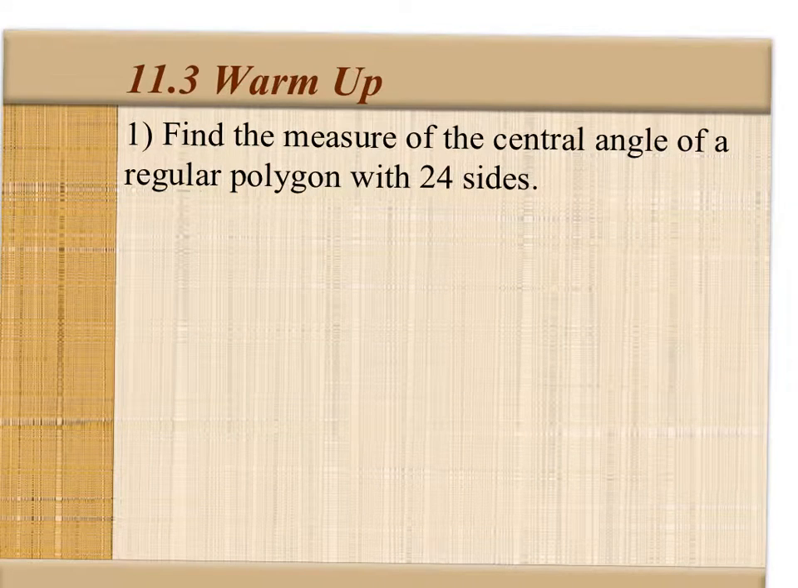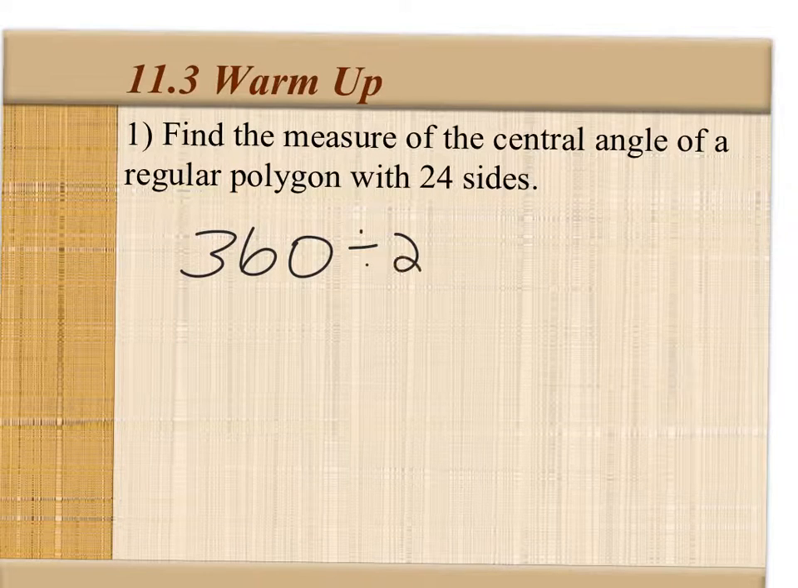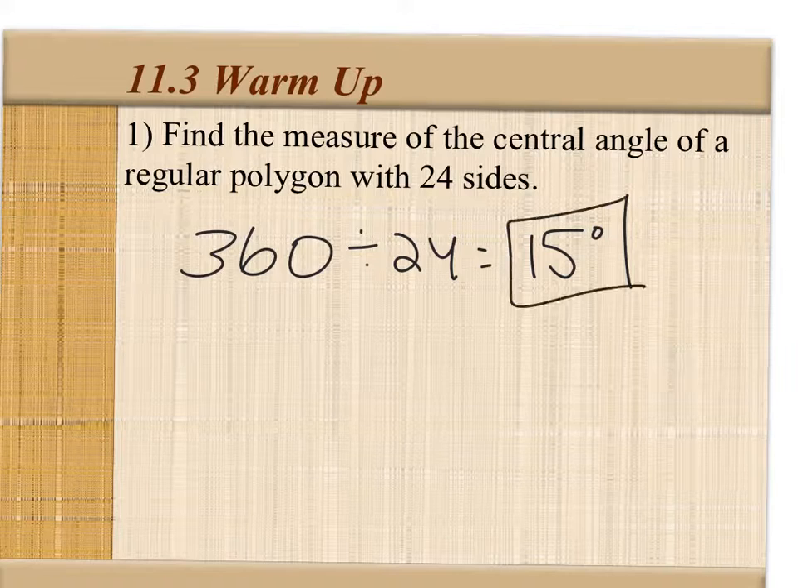Talking about area of regular polygons. So number one, we said to find the measure of the central angle of a regular polygon with 24 sides. I do what? 360. Good. 360 divided by the number of sides, which in this case is 24, which is 15 degrees. Good on that one, right?